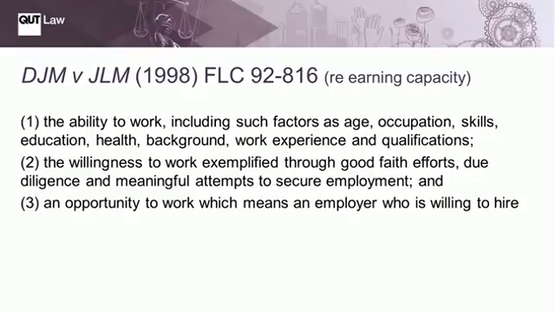So there is an issue, and the issue was discussed in DJM and JLM, about what earning capacity actually means. Having considered some overseas decisions, the full court decided that earning capacity had three elements: the ability to work, including qualifications to work, the willingness to work, and an opportunity to work.